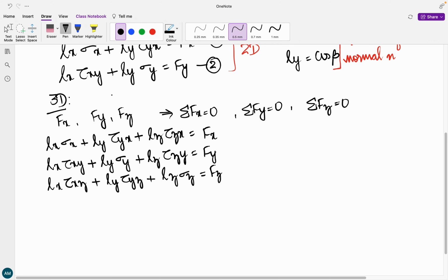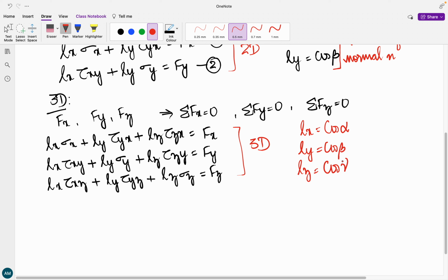Now these three are the boundary condition equations for 3 dimension. I can write Lx is equal to cos alpha, Ly is equal to cos beta, Lz is equal to cos gamma, the third angle between the normal and the z-axis.